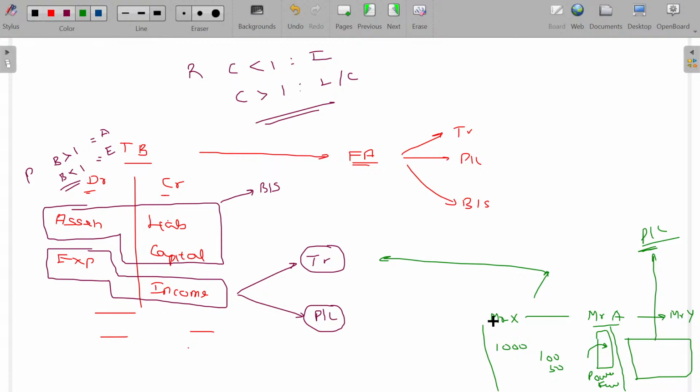Now, before preparing the final accounts, here you have some more components to be adjusted. One is the adjustment entry. Another one is that you have to understand the transfer entry.